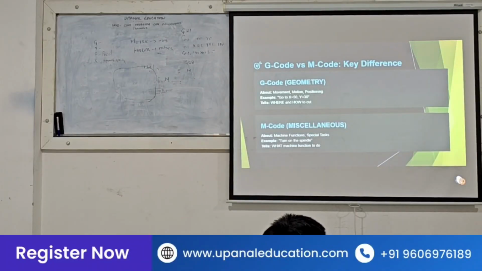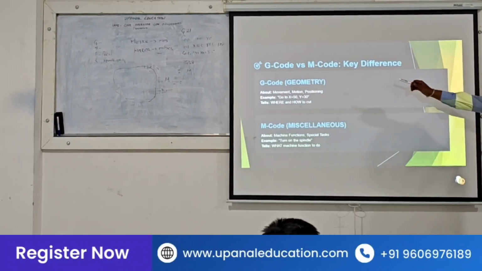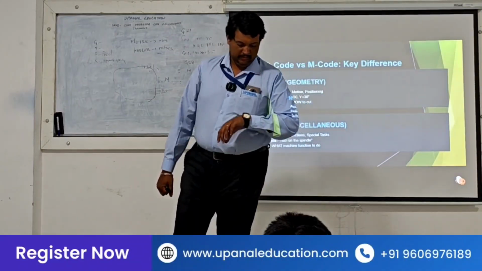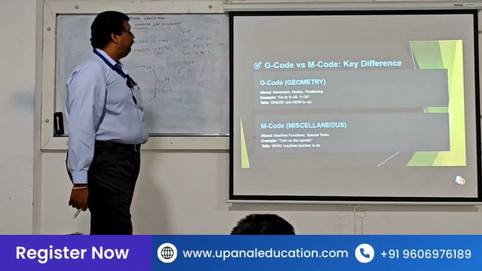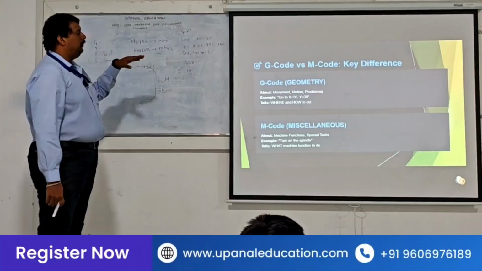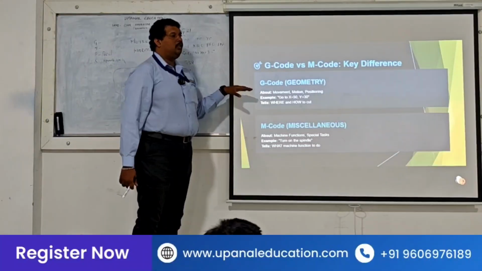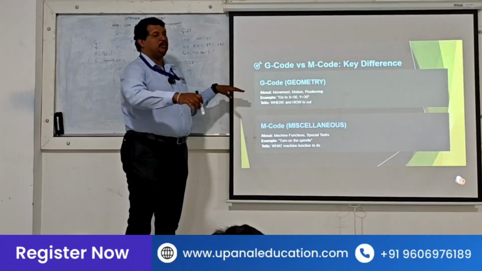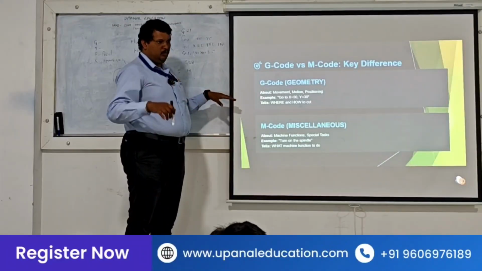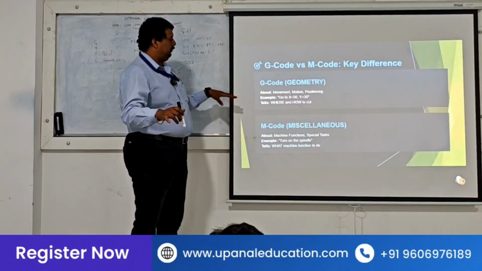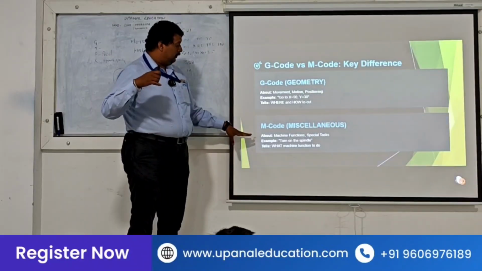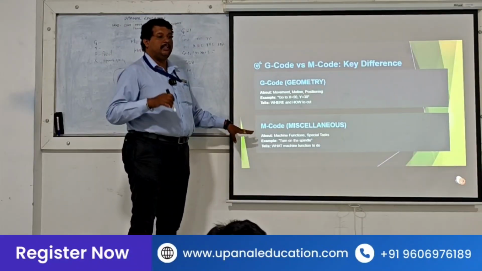So what is the main difference between M code and G code? The main difference is, one, G code or geometrical code is for movement and position. Then miscellaneous code is for machine functions or special tasks.